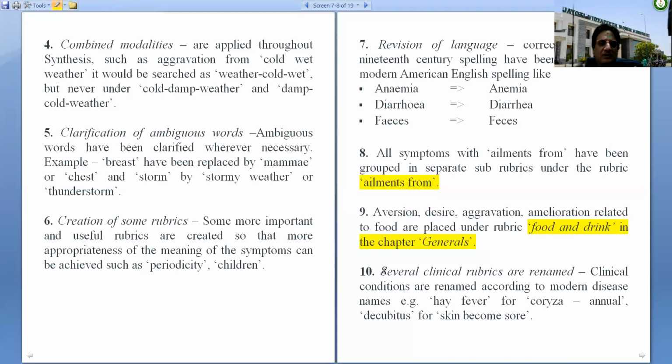But Synthesis repertory covers the scope of all repertories in itself. Here you can find ailments from in the mind chapter. And what will be the rubric? This you have to tell.